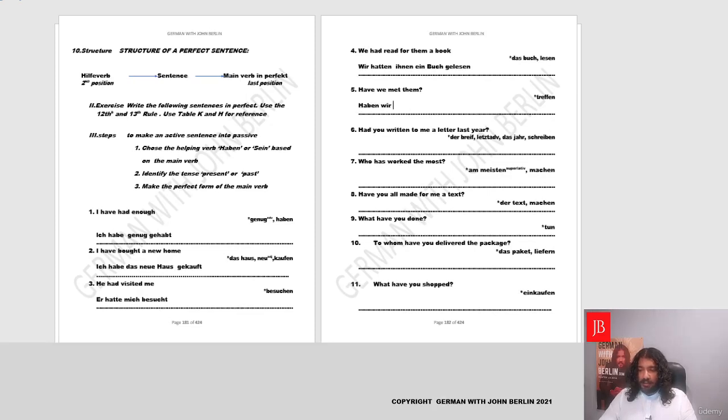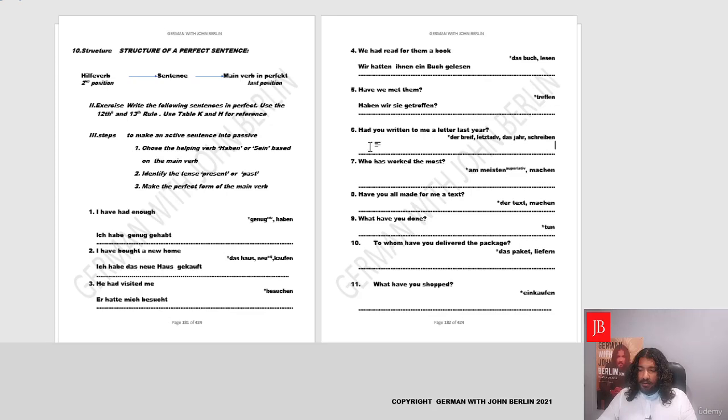Them. It's third person plural. It's sie, ihnen. So we'll pick up sie, the second z, little z. It's haben wir sie. The verb is treffen. We'll add a ge and end it with an en. The verb changes a bit. Haben wir sie getroffen? Question mark.